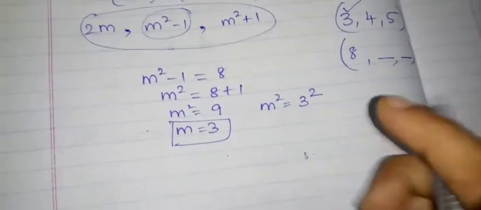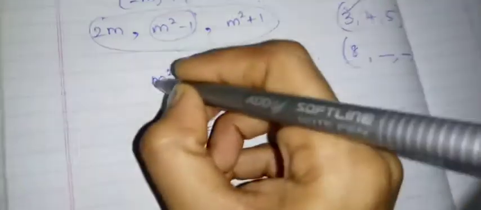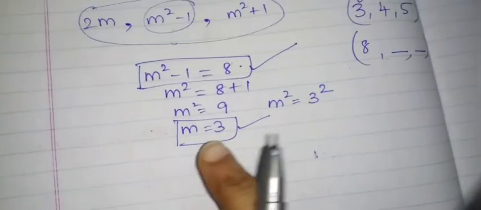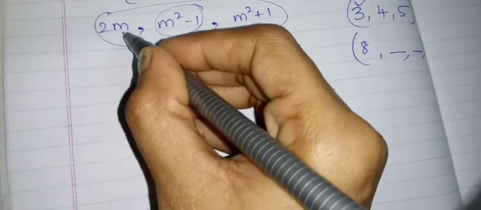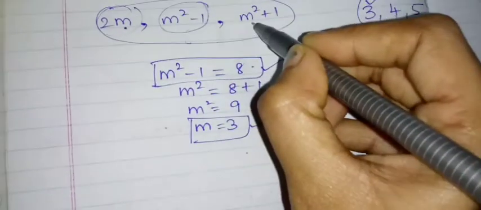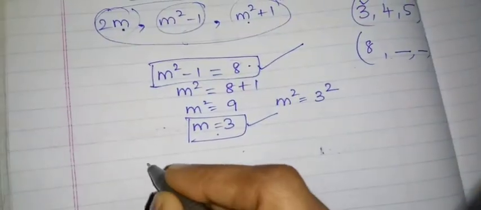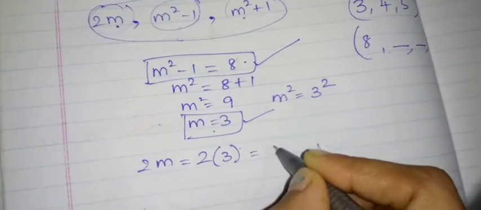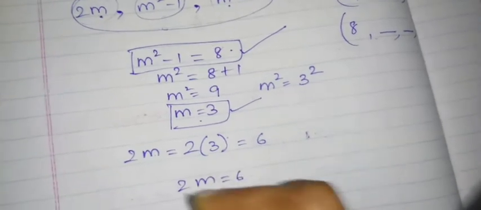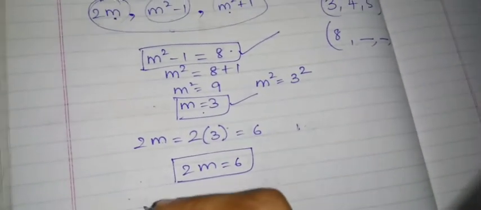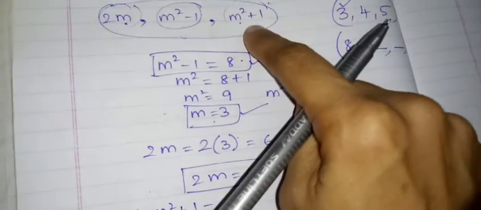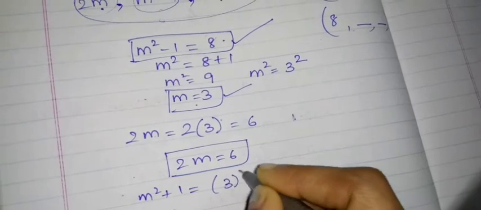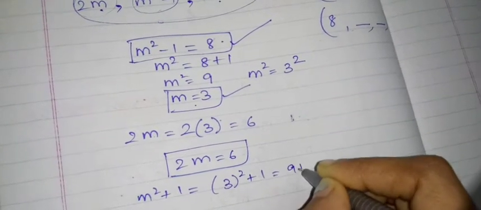So I got the value of m. But m square minus 1 is what? 8, I have taken it as 8. Shall I substitute this m here? Now 2m is equal to 2 into 3. 2 threes are 6, so 2m value is 6. Next, m square plus 1. m square is 3 square plus 1. 3 threes are 9, plus 1, 10.